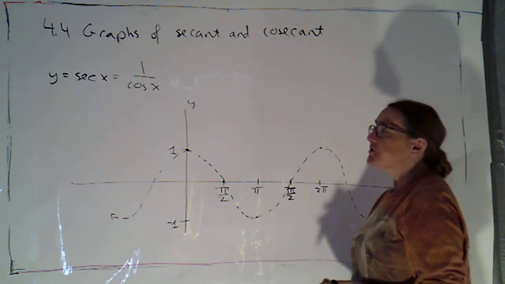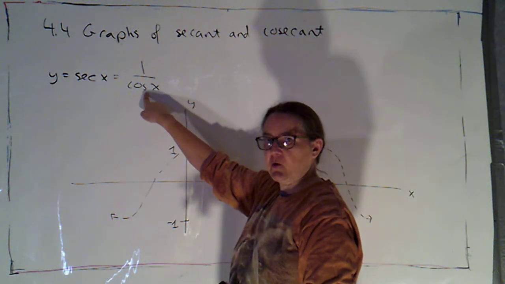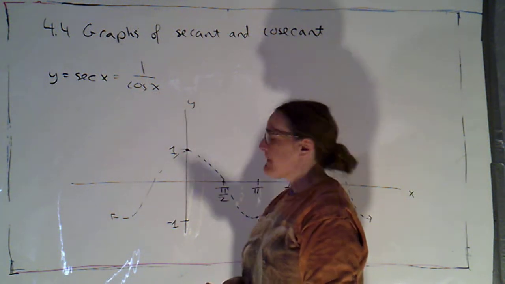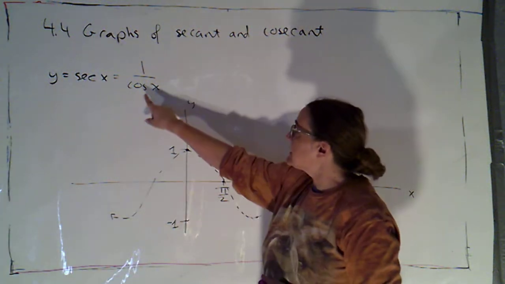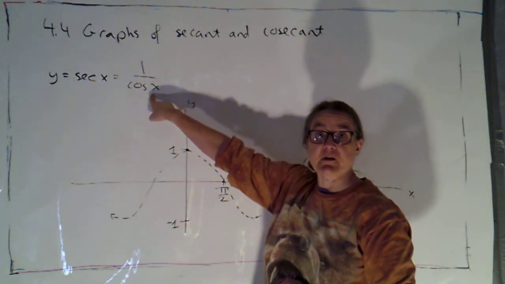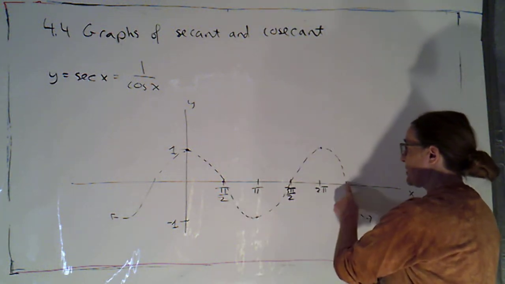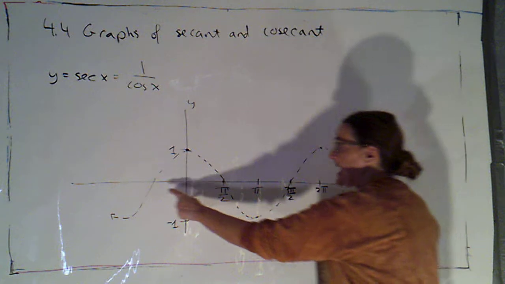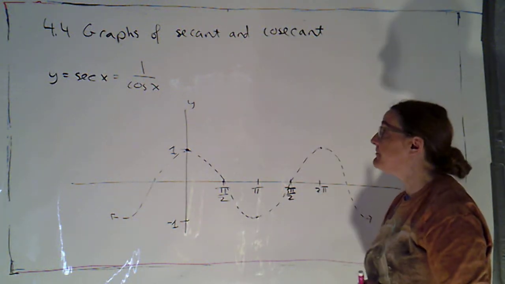Okay, so now I want to take a look at what the reciprocal of cosine is going to look like. The first thing I'm going to do is recognize that that's going to be undefined whenever cosine is 0. So at all of these places where cosine crosses the x-axis, its value is 0, and secant is going to be undefined.